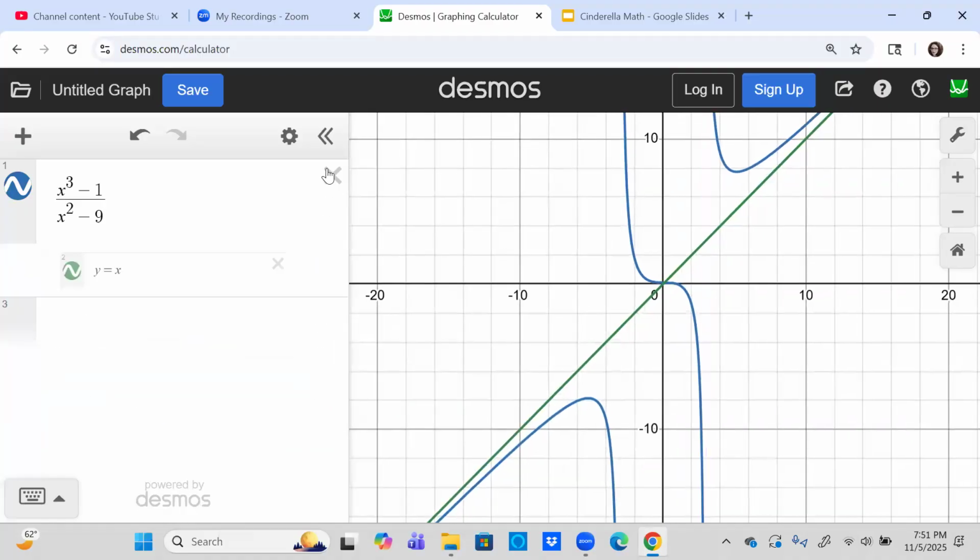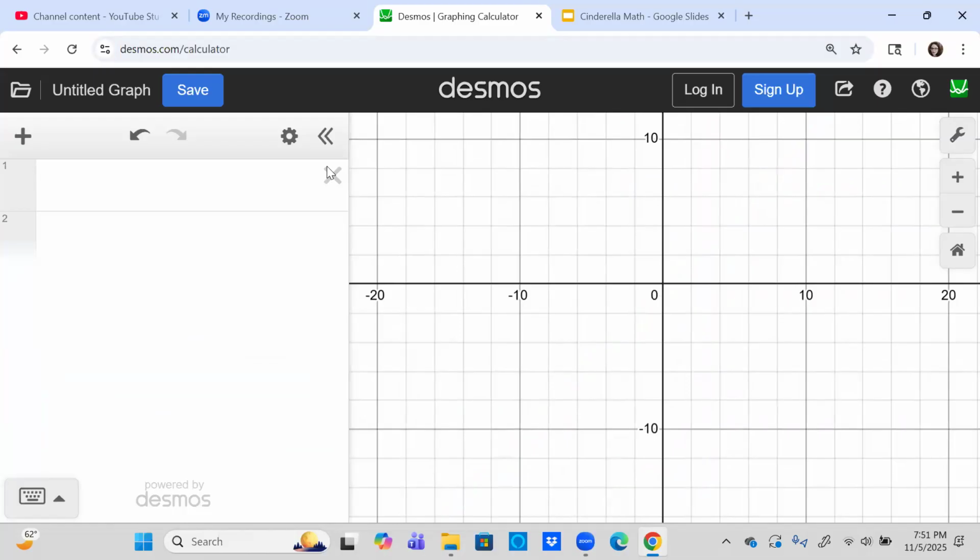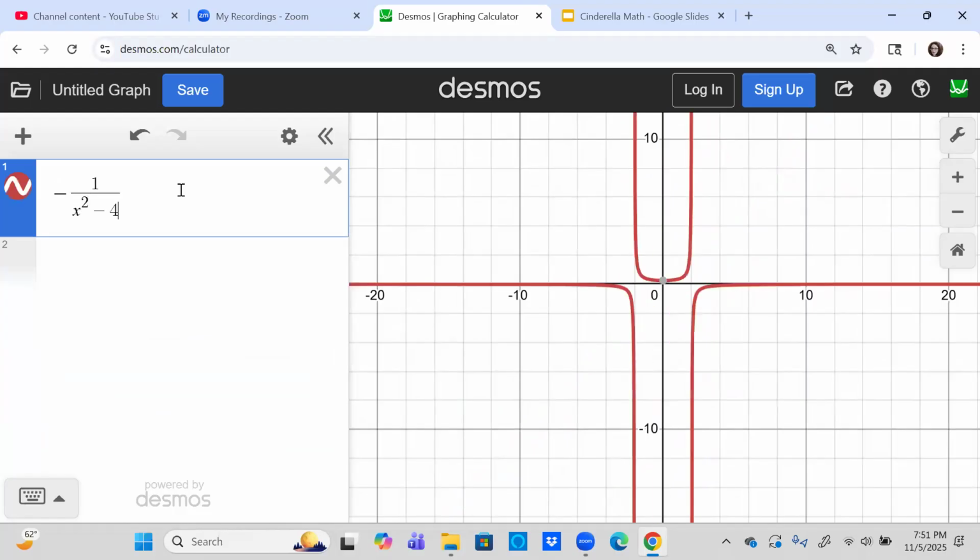Alrighty, I'm going on to number 3. All right, we have negative 1 over x squared minus 4. So yeah, cheated again. Went ahead and graphed it. There it is.